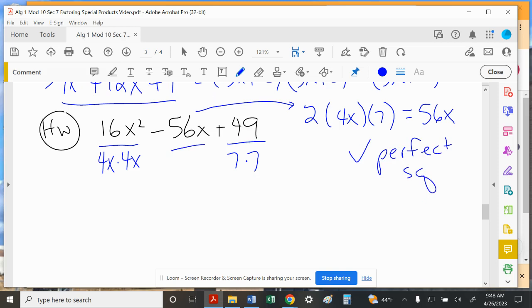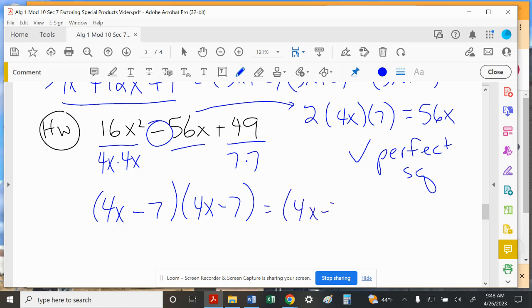If it's a perfect square, it just factors down to (4x minus 7) and (4x minus 7). You have to remember that they're both negatives. For perfect squares, they're both the same sign. For difference of squares, they're different signs. And so that is equal to (4x minus 7) quantity squared.